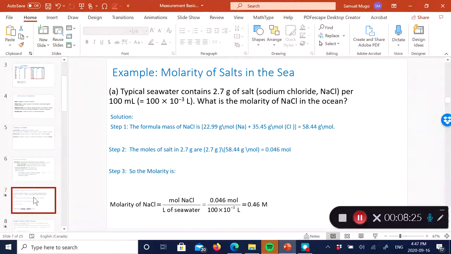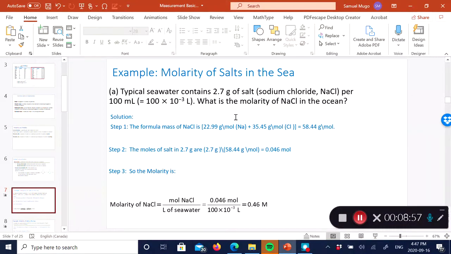Now, I'll give you a quick example just to jog your brains about calculating molarity, which I think you all know about, but just to make sure we are on the same page. Assume you're given a problem like this: typical seawater containing 2.7 grams of sodium chloride dissolved in 100 ml or 0.1 liters. How do you calculate the molarity or molar concentration?